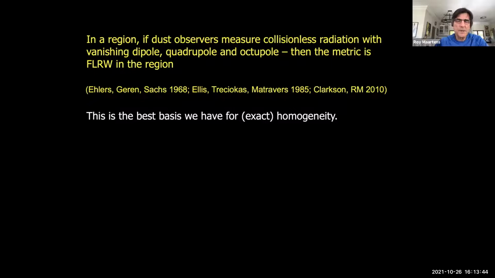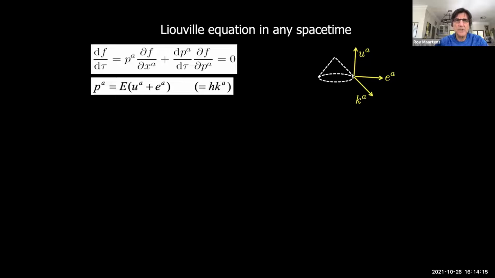We just need the first three multipoles beyond the monopole of the CMB to vanish in order to establish a Friedman or homogeneous geometry. And this is undoubtedly the best basis that we have for assuming exact homogeneity of the universe. So it's an important result, even though it doesn't refer to the real universe, it refers to the idealized background universe. So how do you actually prove this? Well, you start with the Liouville equation in an arbitrary space-time.